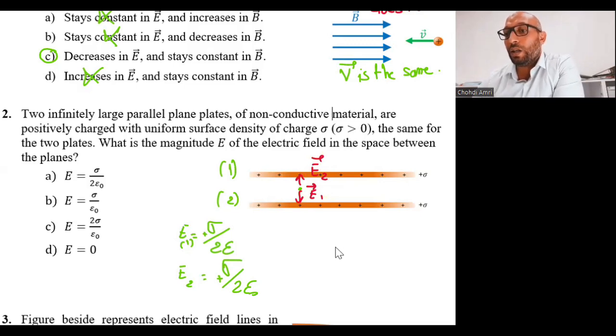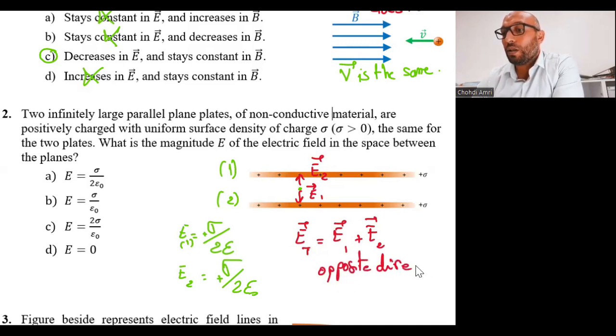So we can see here that our total electric field is the superposition of the two fields. However, the two fields have the same magnitude but opposite direction. Same magnitude, opposite direction, so their sum is 0.